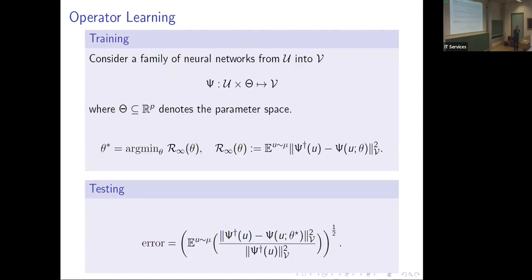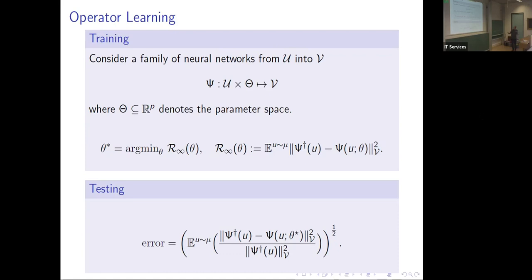So in operator learning, remember psi dagger is the true operator. What we do is we introduce a parameterized family of maps, where theta is a subset of R^P, which take U to V. And the objective is to choose the value of the parameter so that a function from within this class approximately represents psi dagger, which is, for example, the solution operator for the Navier-Stokes equation, mapping initial condition to solution at a later time. And we want to do that on the basis of data.